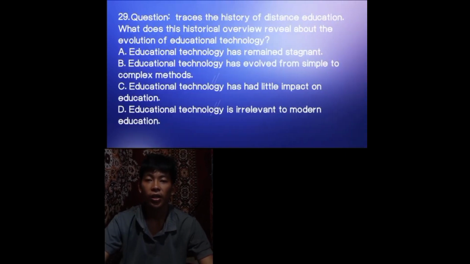Number 29 question. This traces the history of distance education. What does this historical overview reveal about the evolution of educational technology? A. Educational technology has remained stagnant. Letter B. Educational technology has evolved from simple to complex methods. Letter C. Educational technology has had little impact on education. Letter D. Educational technology is irrelevant to modern education.